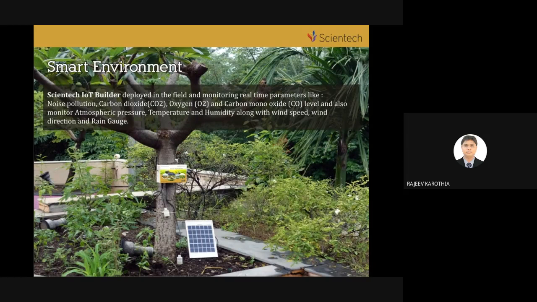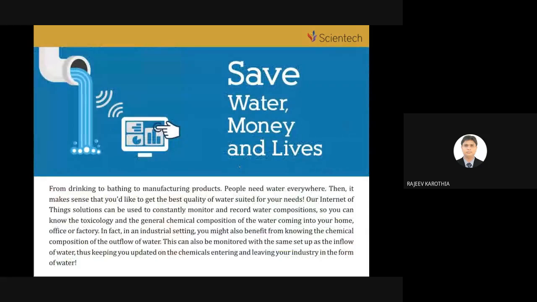This is the picture of what we have deployed in our Scientech premises. There we have one sensor node, connected with a few sensors, and it is solar powered; the battery is solar chargeable. We have connected carbon dioxide, carbon monoxide, oxygen, atmospheric pressure, temperature, and humidity sensors. Some of the sensors we have connected from other devices. So that application we have deployed.